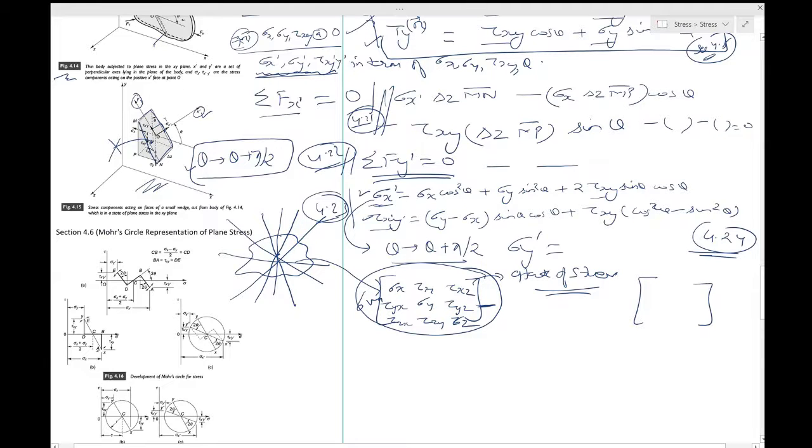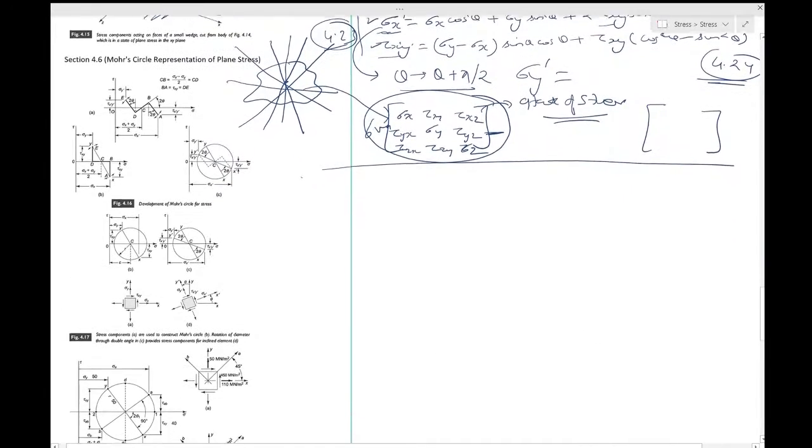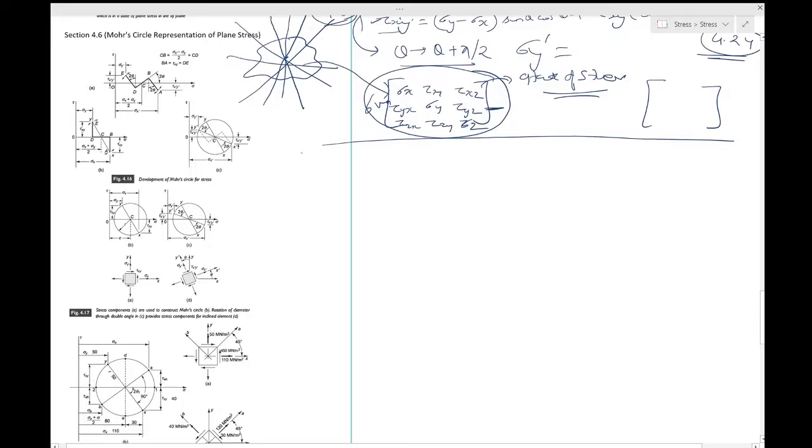Okay, so this brings us to the next topic, which is called the Mohr's circle representation of plane stress. We are taking plane stress again just because we can draw the diagrams nicely and interpret the results in a better way. But most of these results will be extendable to 3 dimensions as well. For the sake of learning, we are using 2 dimensions. Okay, so let's get this rolling.